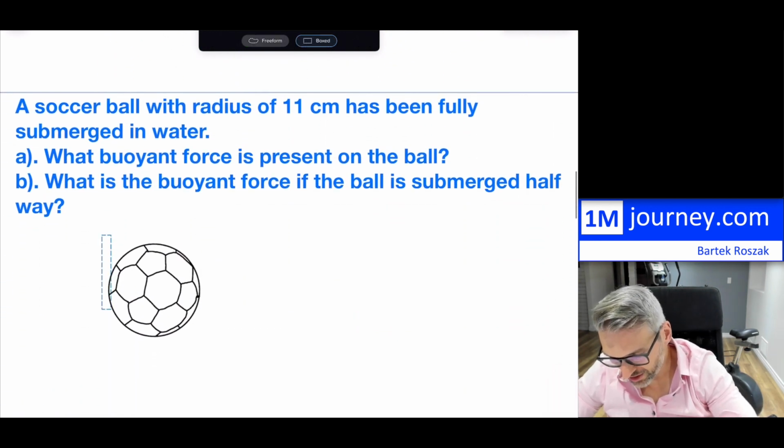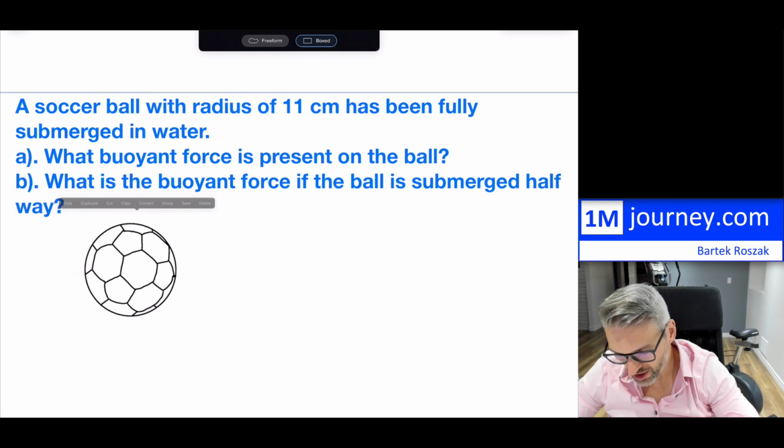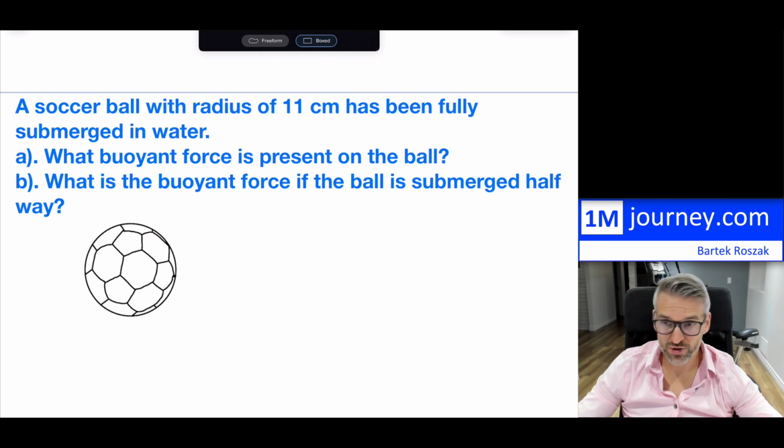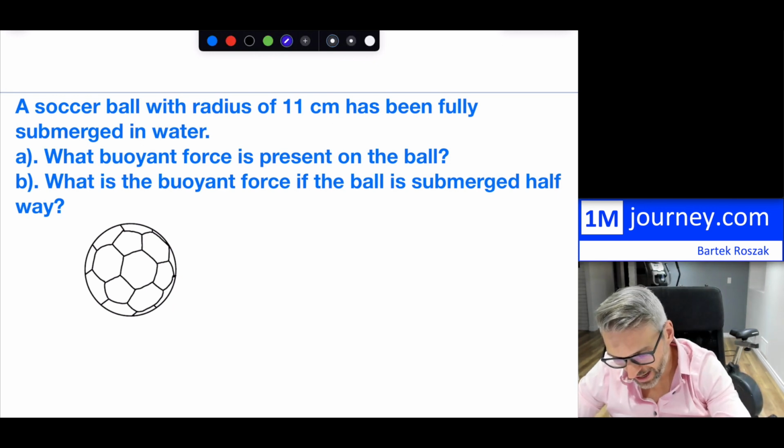Let's imagine that we have a soccer ball. So here's a soccer ball right there, and we want to be able to submerge this. The soccer ball, let's say, has a radius of 11 centimeters, and it has been fully submerged in water. Now, what buoyant force is present on the ball? This is something that we would want to be able to find out. Now, it's submerged in water, so we have to think back.